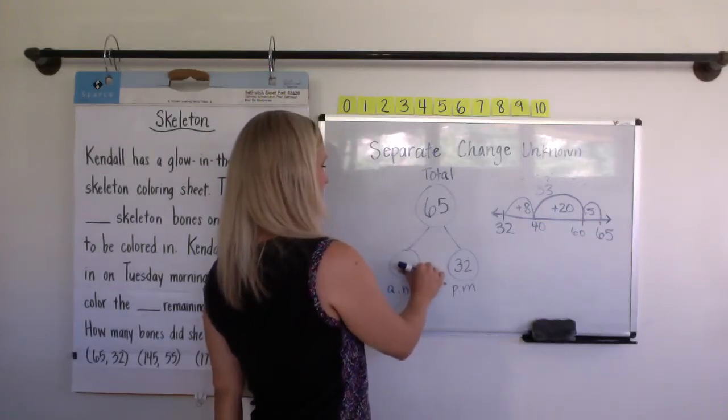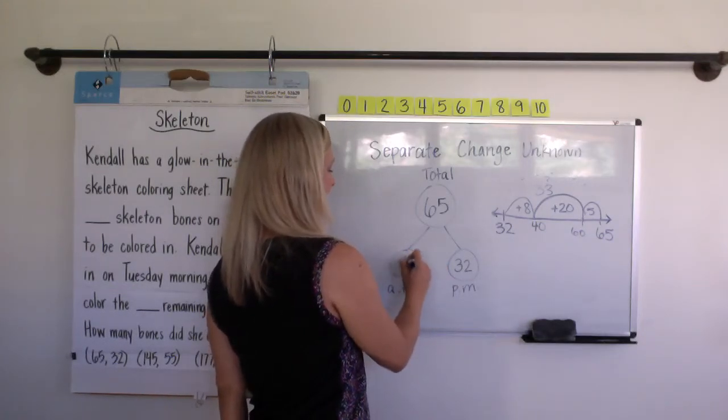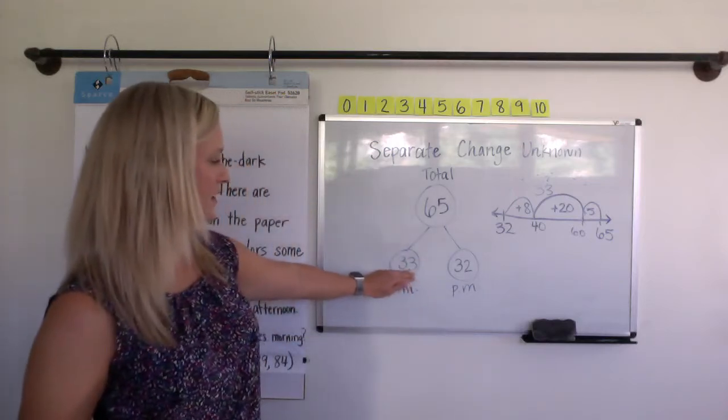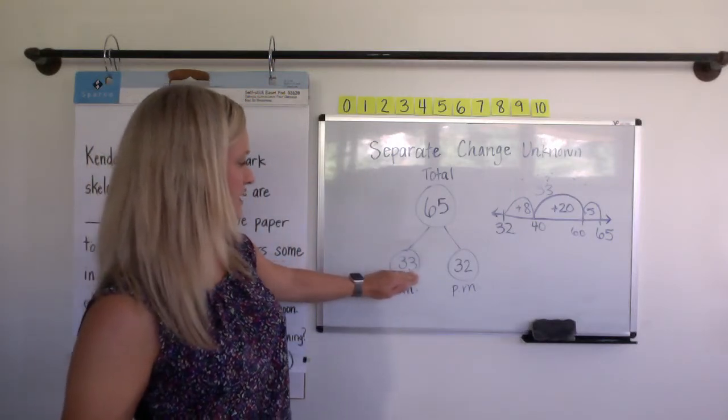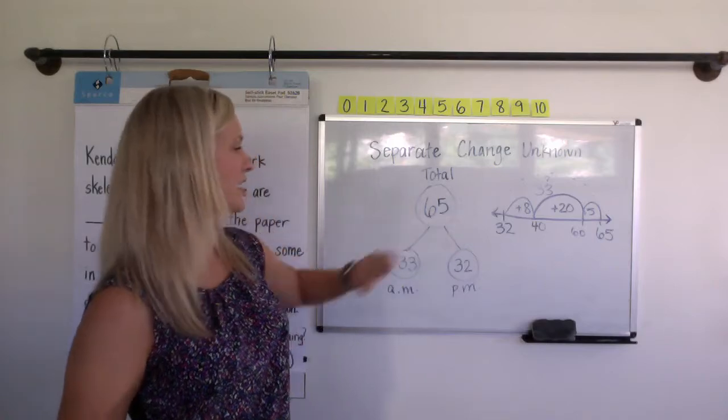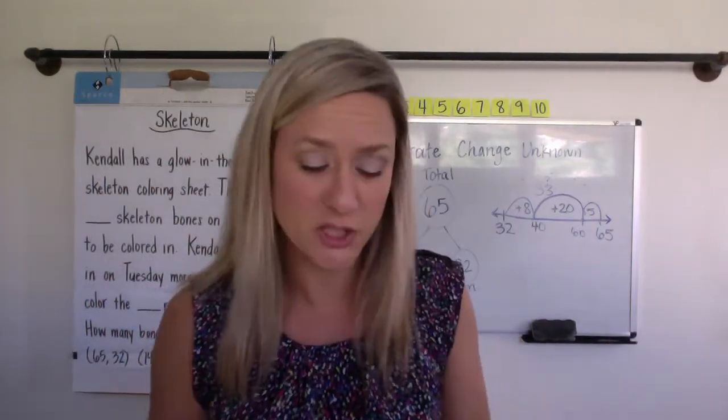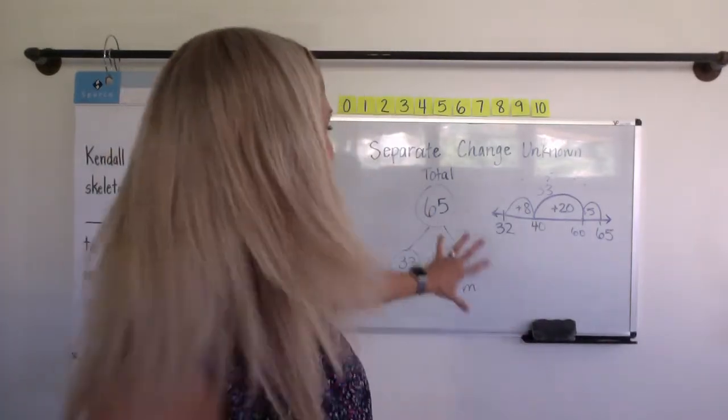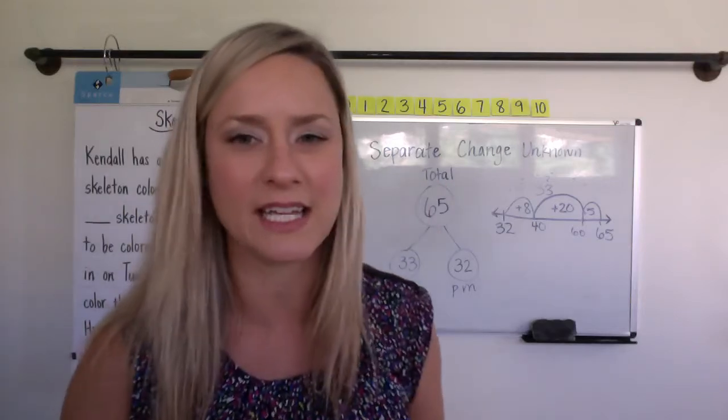Then we could ask them, would that make sense if we put 33 in here? Does 33 and 32 actually make 65? And the answer they should see is yes. So these are kind of guides to help them see and think about it.